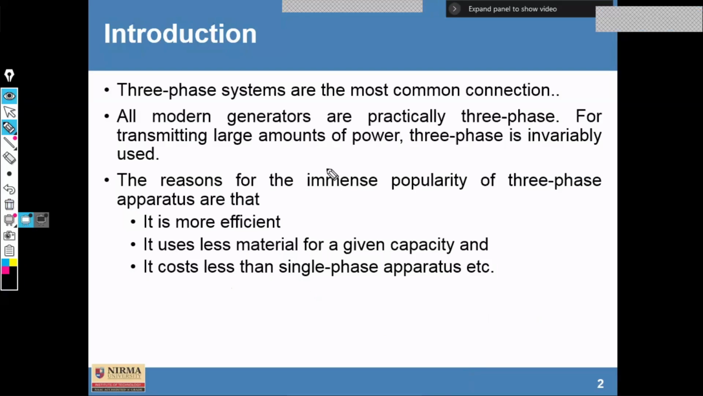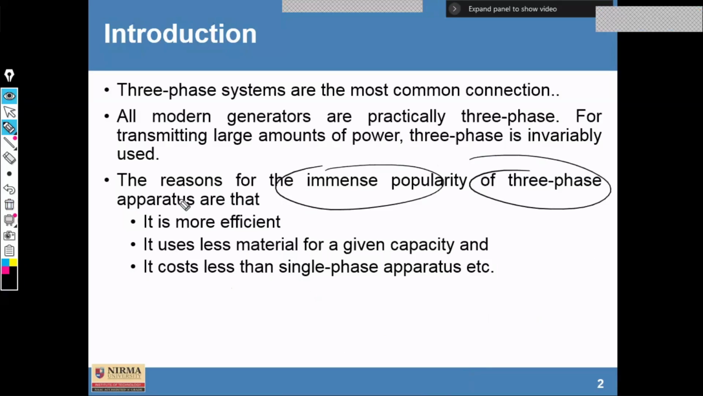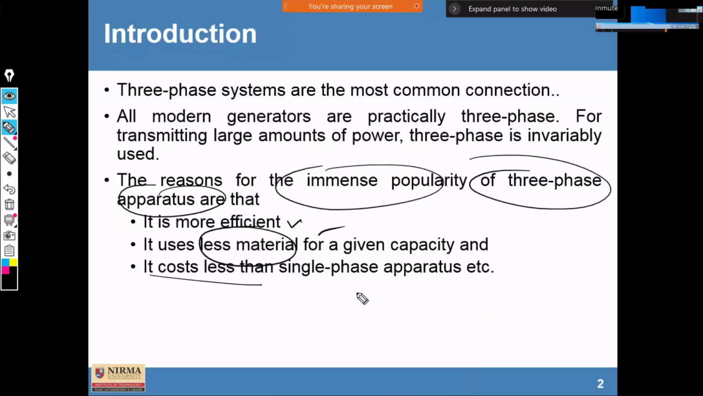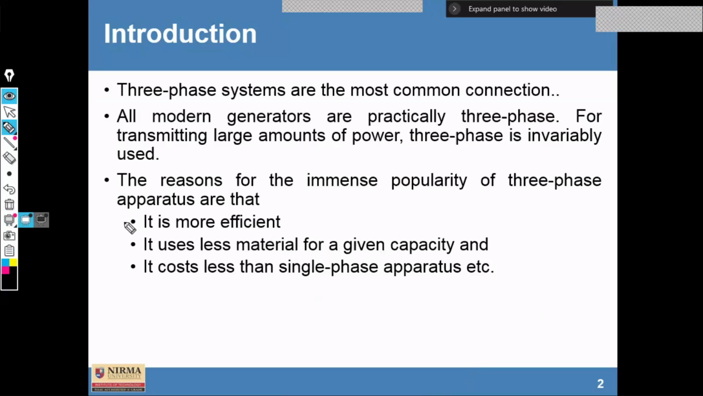Fine. So there are certain advantages of this system, that is it is more efficient. How it is, we'll see in the next slide. It uses less material, also we'll see in the next slide. And it costs less than single phase apparatuses. Fine. So how these different benefits occur in a three-phase system, let us see in detail.